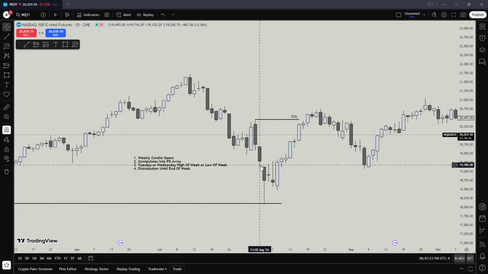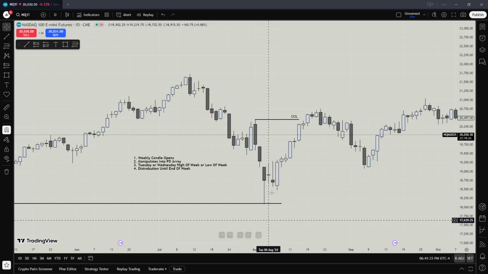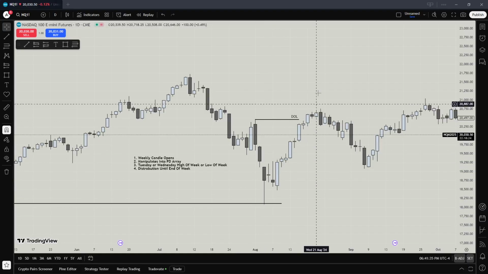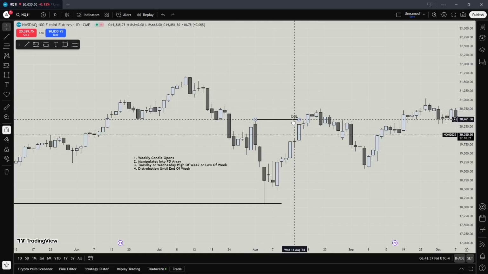And in this example, it doesn't need to be Tuesday or Wednesday. It's usually the beginning of the week. So it's usually Monday through Wednesday puts in that high. So Monday, for this example, we put in that low. The rest of the week, we distribute up and we take out our draw on liquidity.